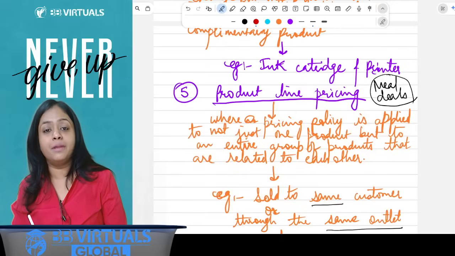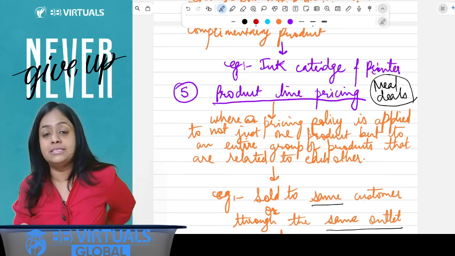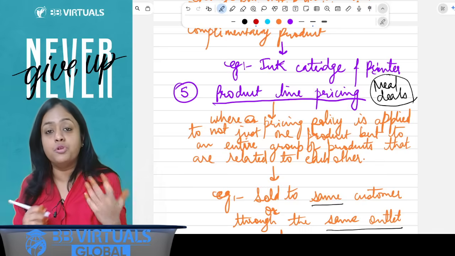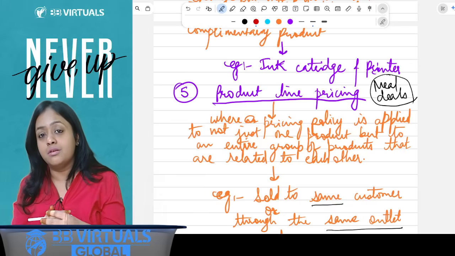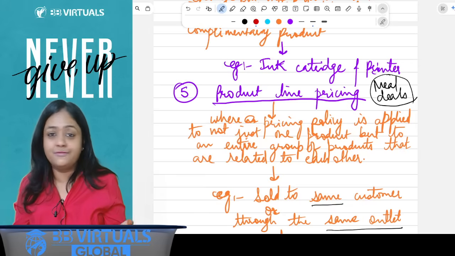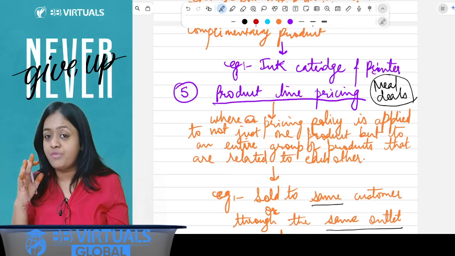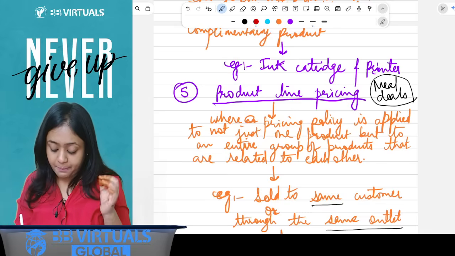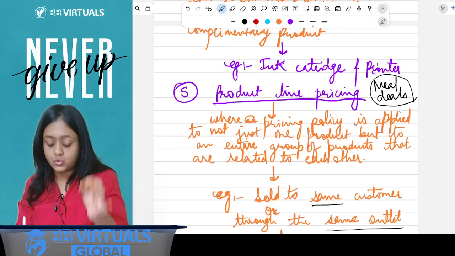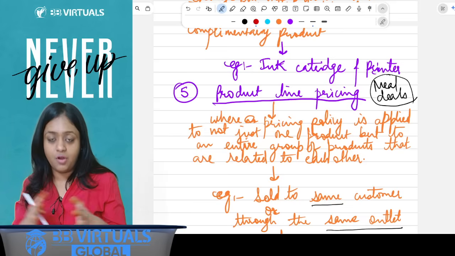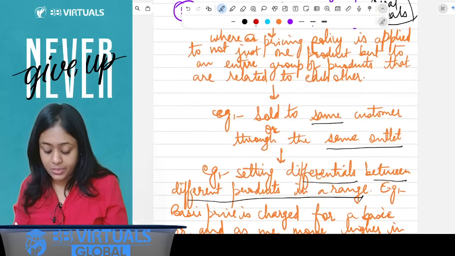Now product line pricing. When I say product line pricing, let's say for example there are meal deals. When you go to McDonald's or KFC, you have meal deals. The meal deal basically means there is a reduction in pricing, and the pricing policy is applied not just to one product but to entire products of that range, of that category, which are related to each other.